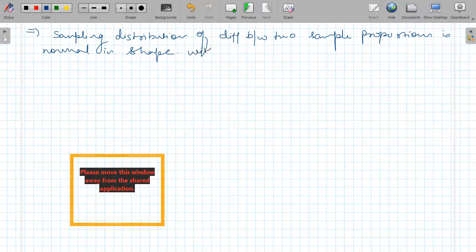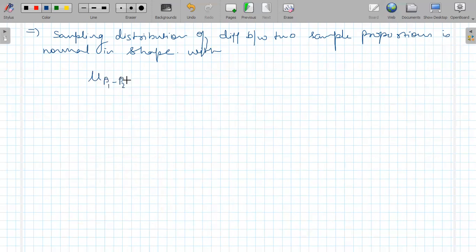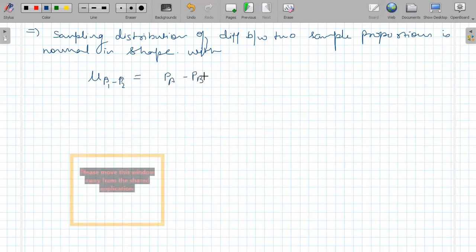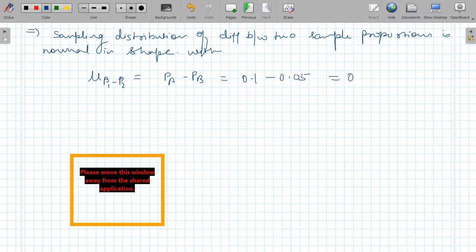With mean of such distribution is given by PA minus PB, which is equal to 0.1 minus 0.05, which is equal to 0.05.